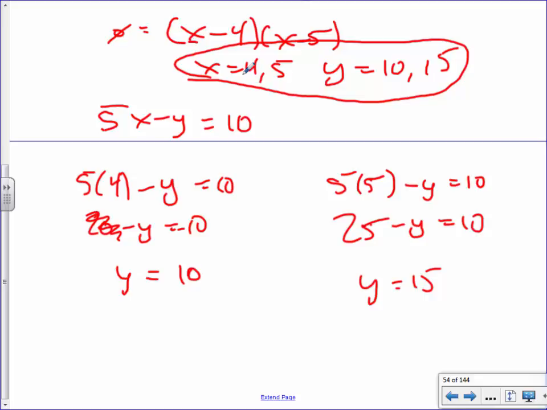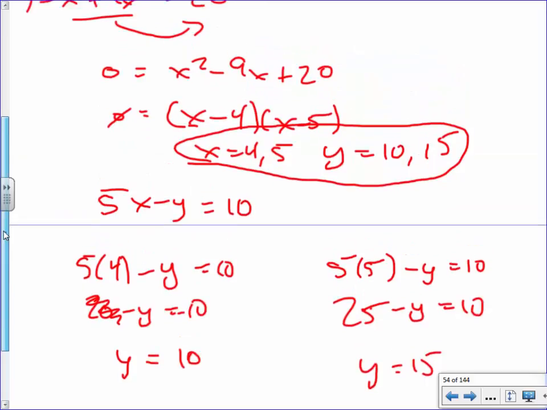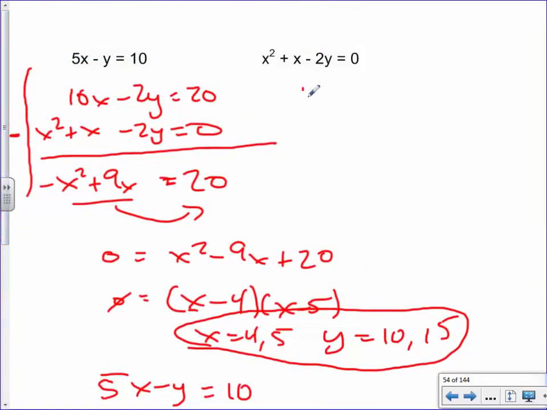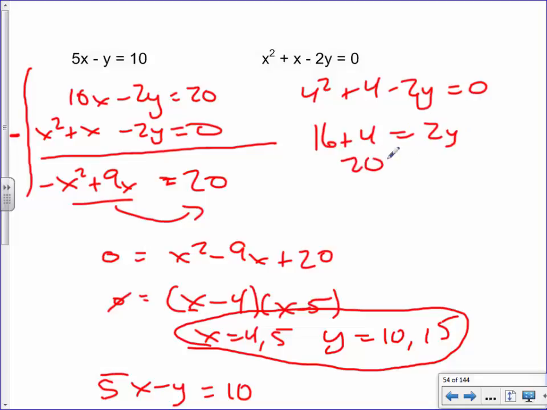Wait, so we didn't even use that other equation? I could have used the other equation. I can test it real quick if you want. Here. 4 squared plus 4 minus 2y equals 0. So I'm plugging 4 into this equation up here. So that would be 16 plus 4 equals 2y. So that's 20 equals 2y, divided by 2 on both sides.